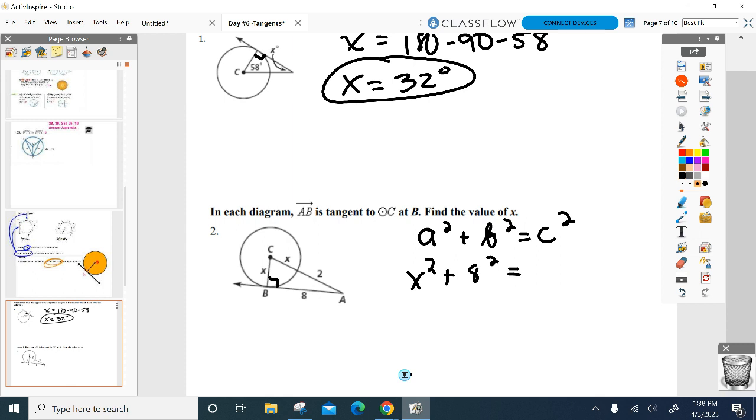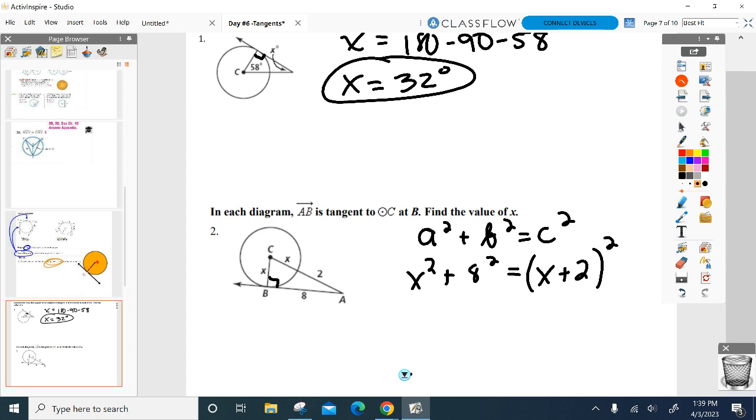2 squared. I need the whole length though. Can't just have 2 squared and x squared. The whole height, CA. How long is CA altogether? 2 plus x. I'm going to reverse it on you and go x plus 2 all squared. Everyone all right on how the hypotenuse is x plus 2?